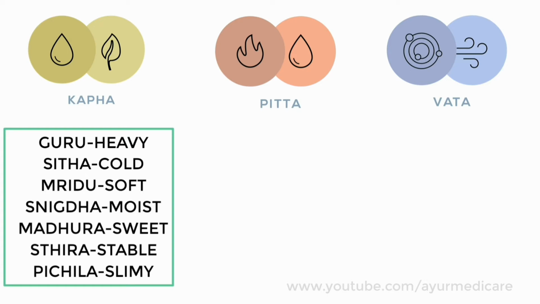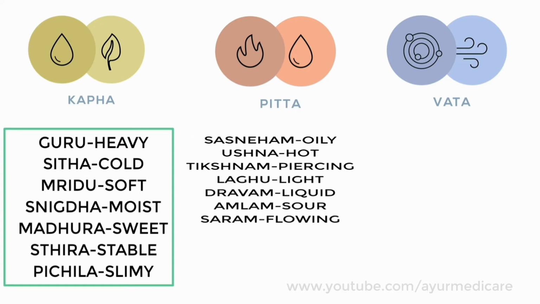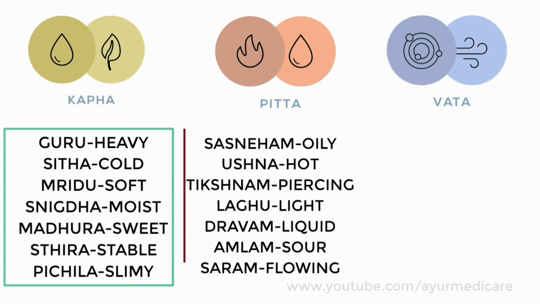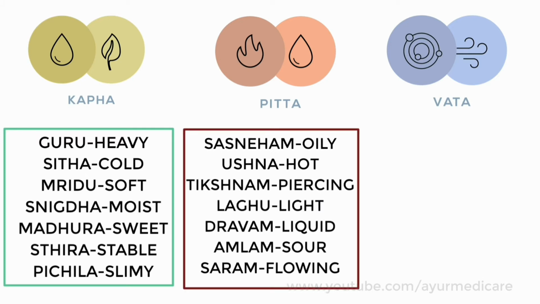Pitta comes in the middle for a reason, and has qualities like sasneham means slightly moist, ushnam means hot, tikshnam means quickly penetrating, laghu or light, dravam or liquid, amlam means sour or acidic in taste, saram means flowing, and katu means pungent or spicy.